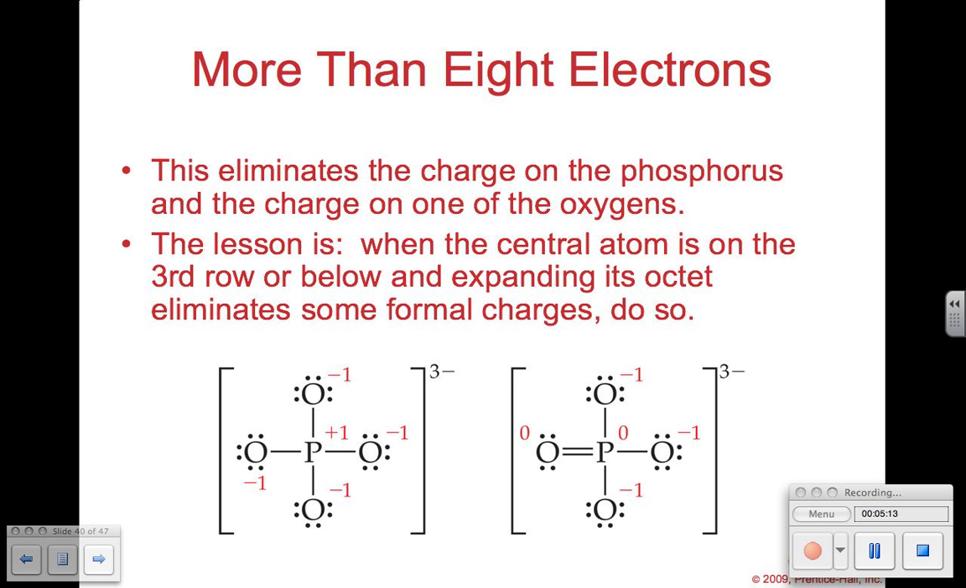So, the lesson of the more than 8 exception is when the central atom is on the third row or below, and expanding its octet eliminates some formal charges, then we should do it when making the structure.